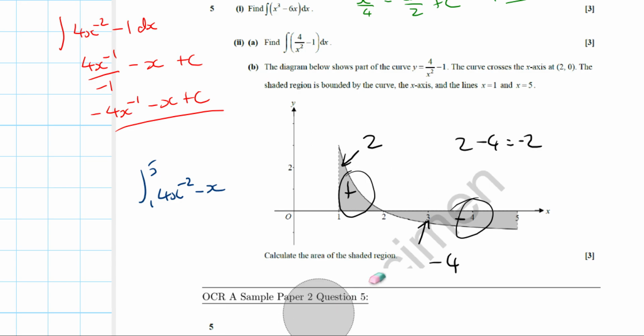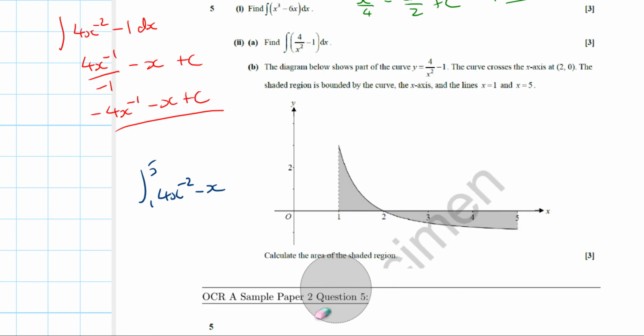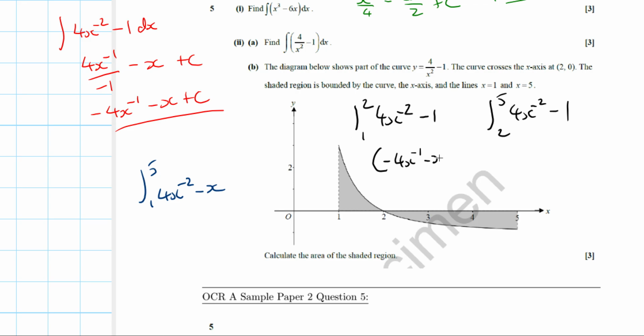So here you have to split your integral up. Whenever you have anything crossing the axis, you've got to split the limits and do two separate integrals. The first integral is between 1 and 2 of 4x to the power of minus 2 minus 1. And the second is between 2 and 5 of 4x to the power of minus 2 minus 1. We already know the result for this. It's going to be minus 4x to the power of minus 1 minus x between 1 and 2, and minus 4x to the power of minus 1 minus x between 2 and 5.